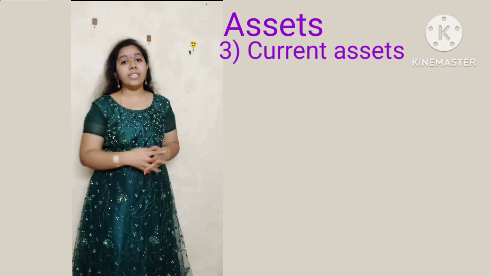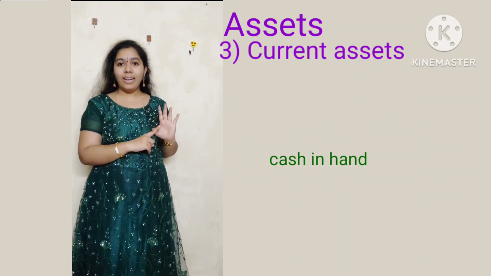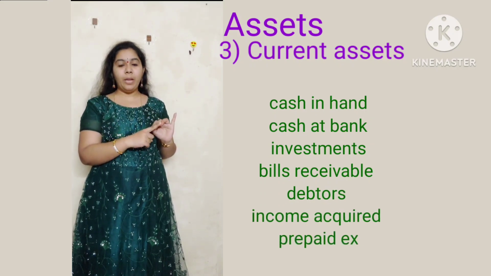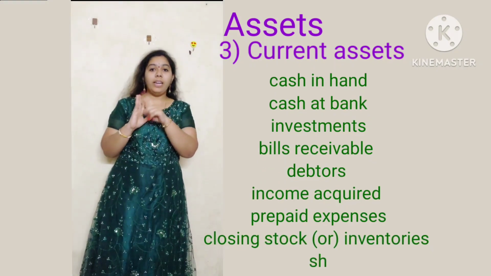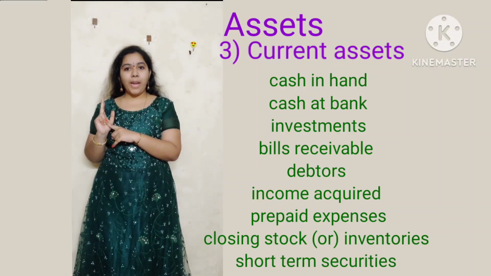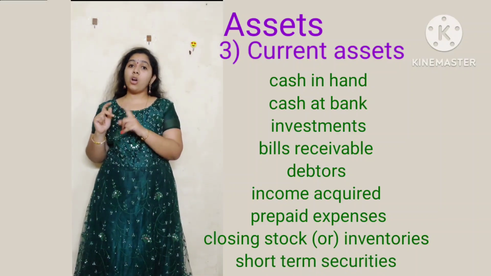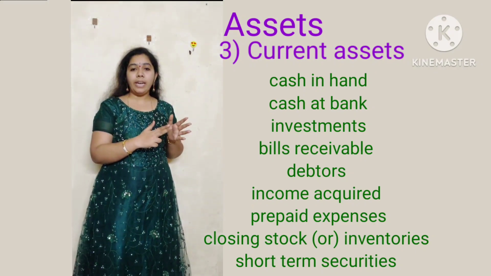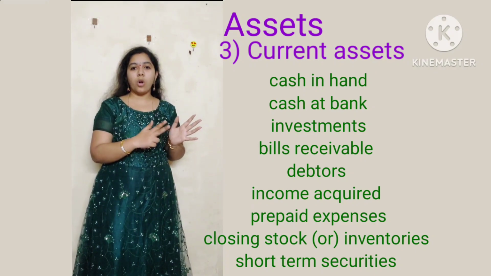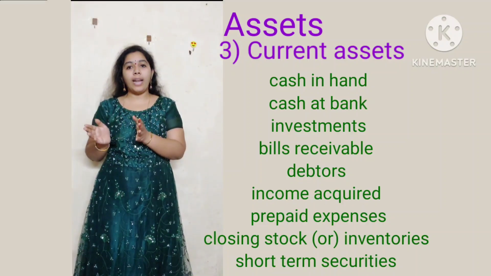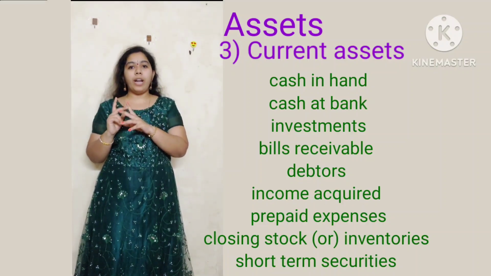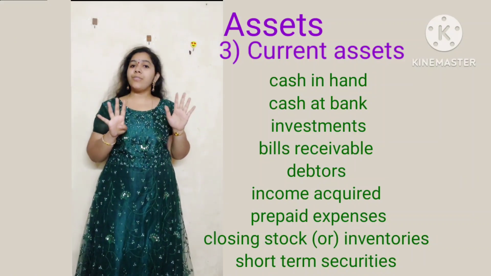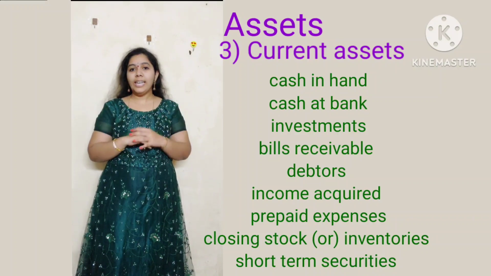So current assets are divided into 9 types: cash in hand, cash at bank, bills receivable, debtors, income accrued, prepaid expenses, closing stock or inventories. That means if it is completed goods, it is called closing stock, or if it is semi-finished goods, it is called inventories. Both are one. Next one is short-term securities. These are the 9 elements we discussed. Right?